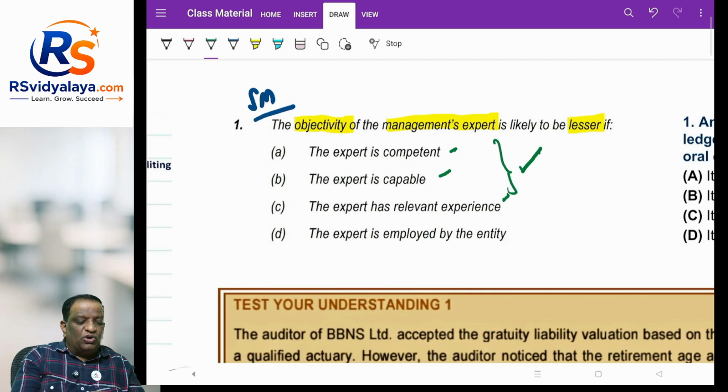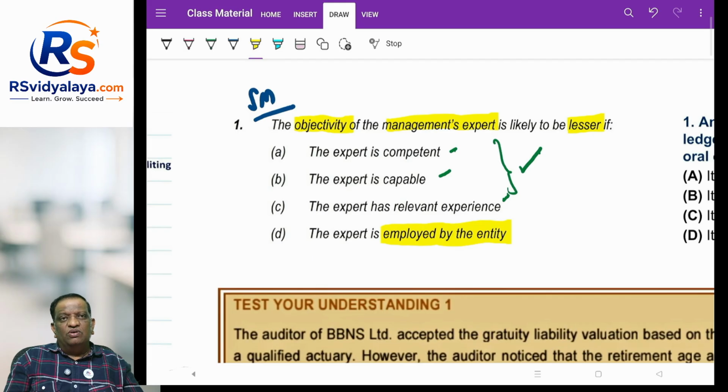The expert is employed by the entity. Obviously, if the expert is employed by the entity, there is no independence to it. So, any report given by the management expert, the auditor will have to look at it with the same discounted nature. So, that is where the answer is, because he is talking about which is less reliable. So, the objectivity is where it is getting affected. So, this is the answer for the question.